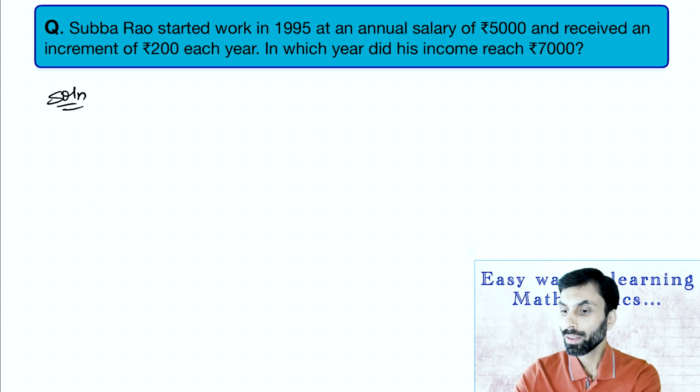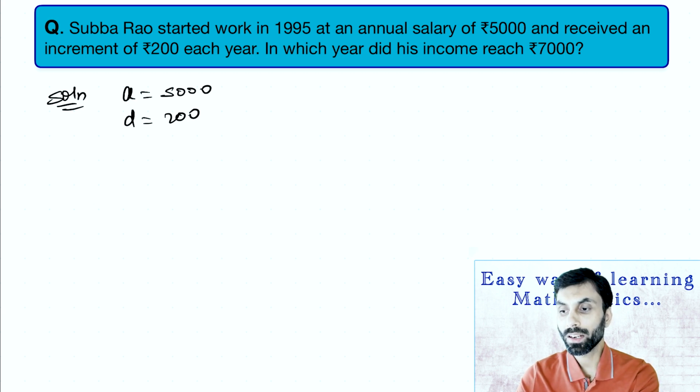So here he started with a salary of rupees 5,000, which will be the first term. So we can write A as rupees 5,000. He received an annual increment of 200, so D will be 200, and his income reached 7,000 rupees. So we'll take AN equals 7,000.